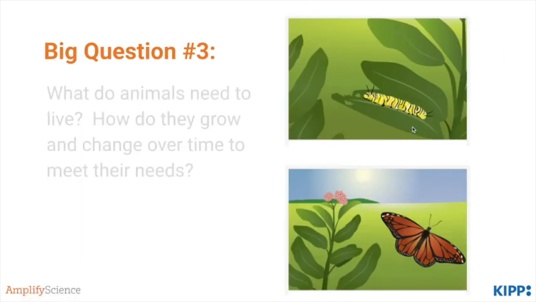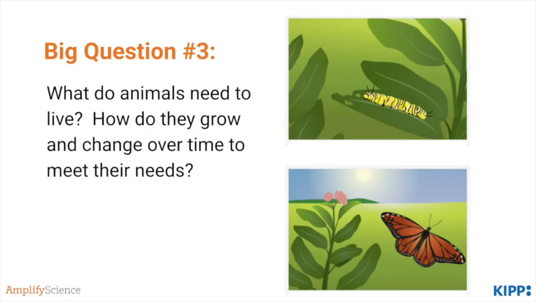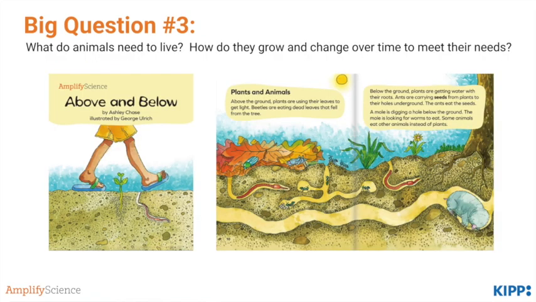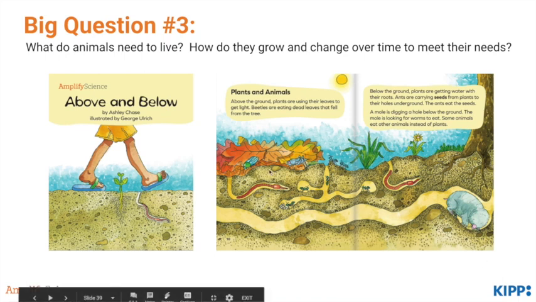Great. On to big question number 3. What do animals need to live? And how do they grow and change over time to meet their needs? We read the text above and below and learn about all sorts of animals that live and work underground as a way to meet their needs. For example, worms and ants and moles that dig holes to live in and to find food, and beetles that eat dead leaves that fall from trees.